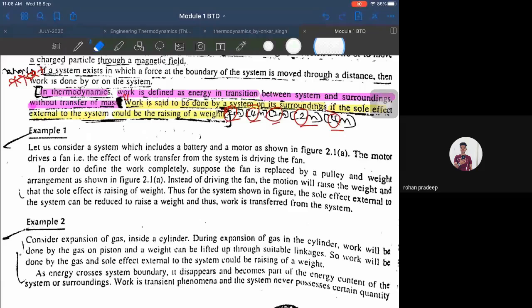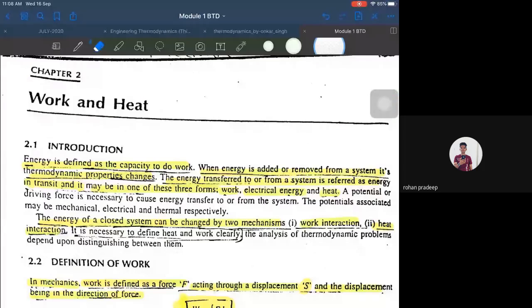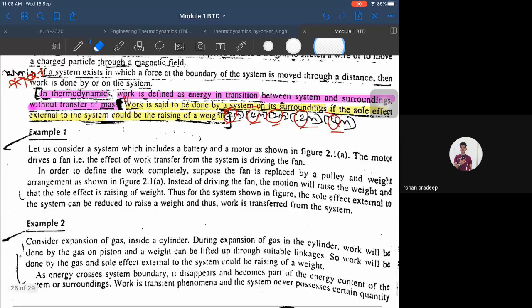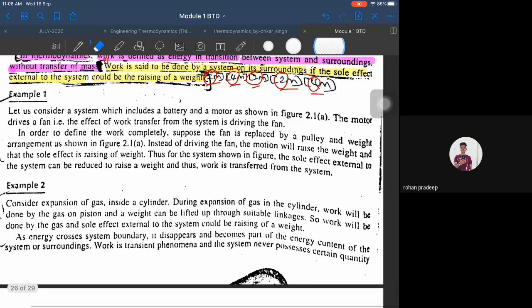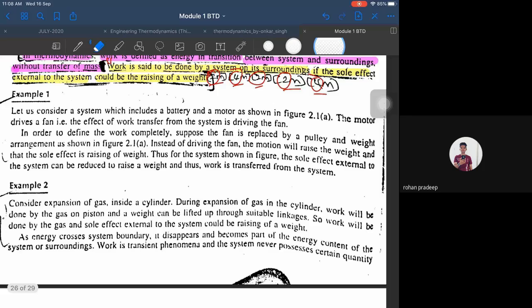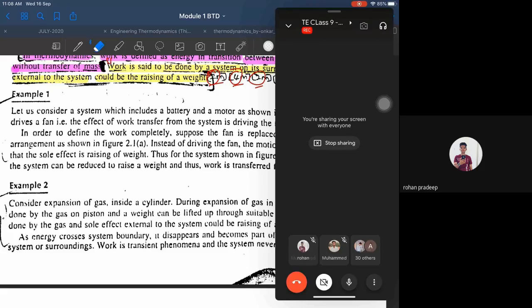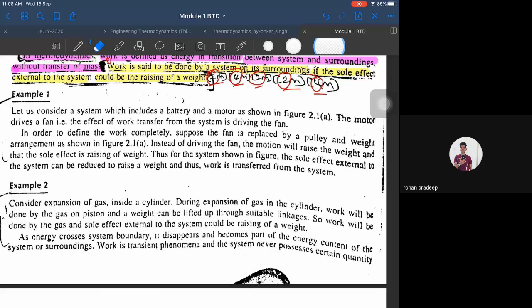So can anyone just read this out? Rachan? Rachan Bhandari? Rachan? Pratish Suvarna? Pratish Suvarna. Yes, sir. So can you just read this out?